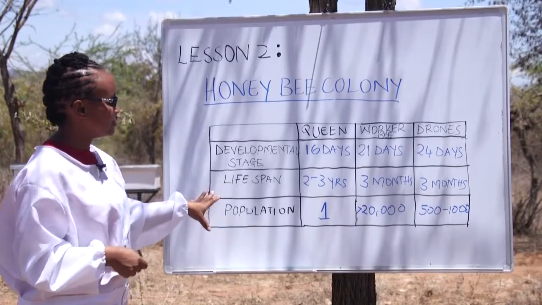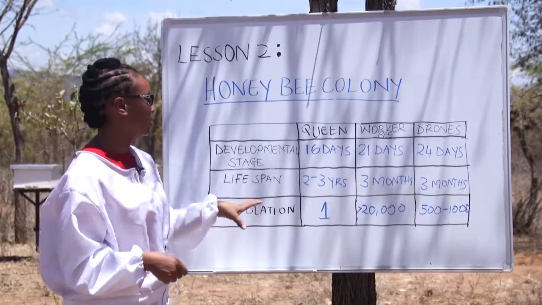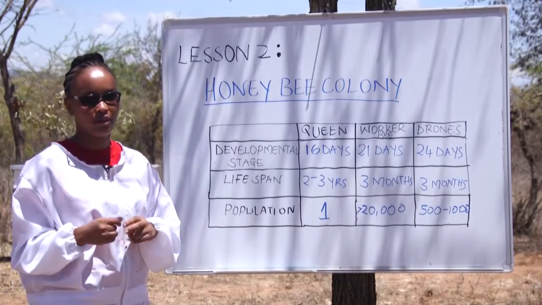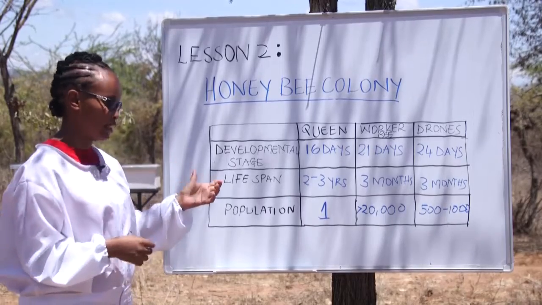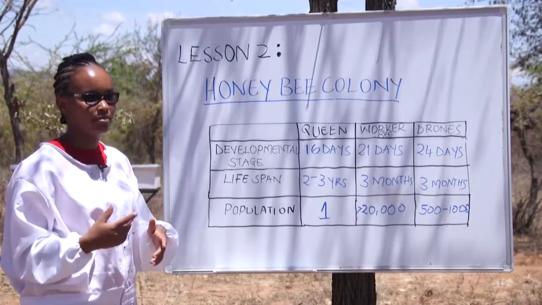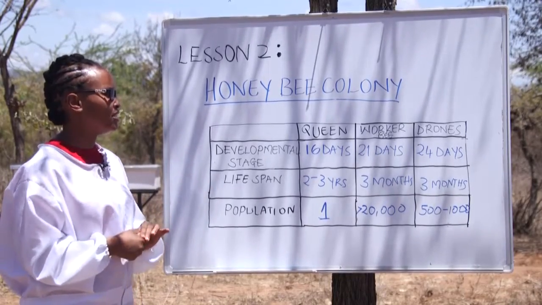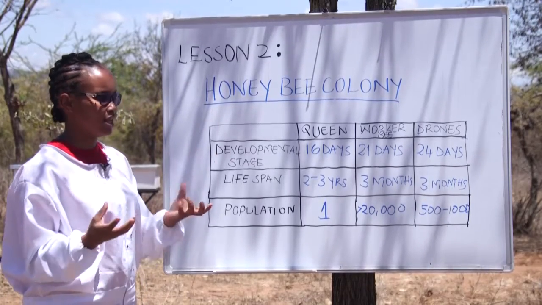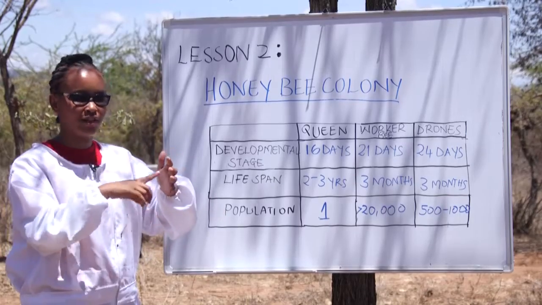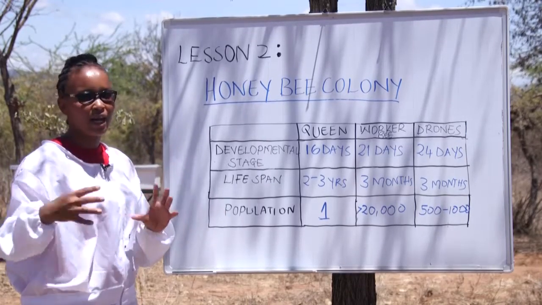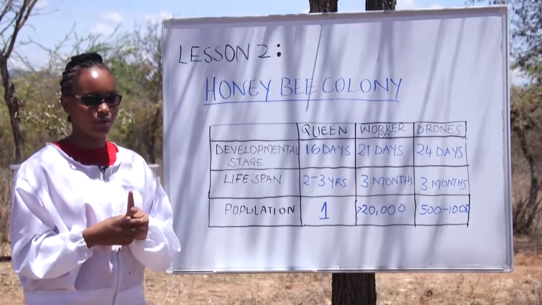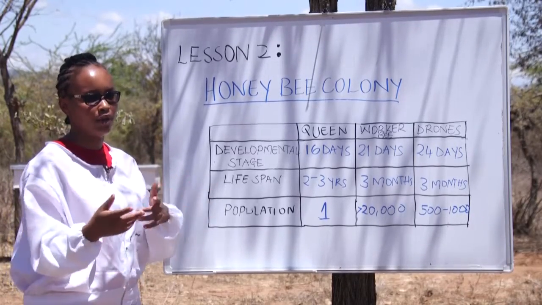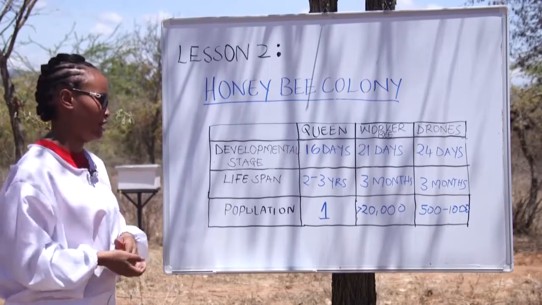She lives 10 times longer than other bees, but her developmental stage from egg to larva to pupa to adult is just 16 days. So it takes a shorter time to make a queen. Queen cells are generally downward facing. When bees select a queen cell, they make downward facing cells, and they can make a couple of them, but there can only be one queen. The first one to hatch will kill the rest or fight them to the death.